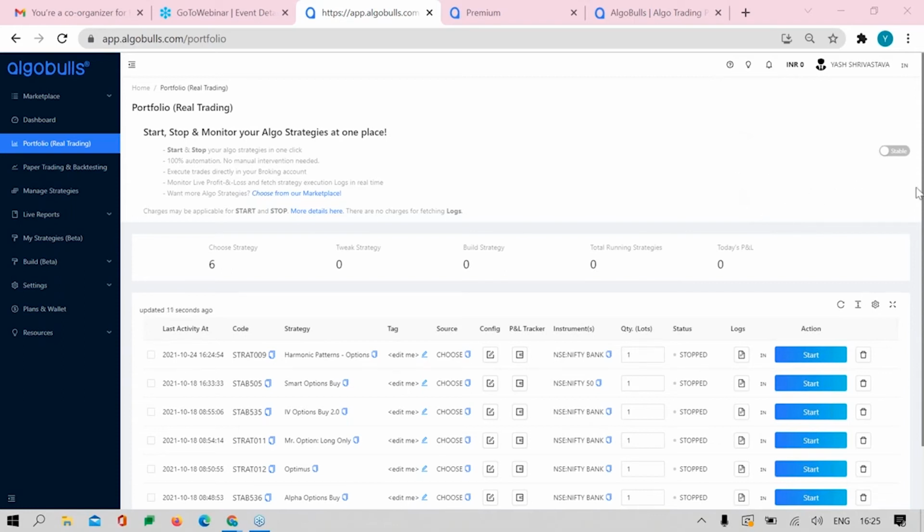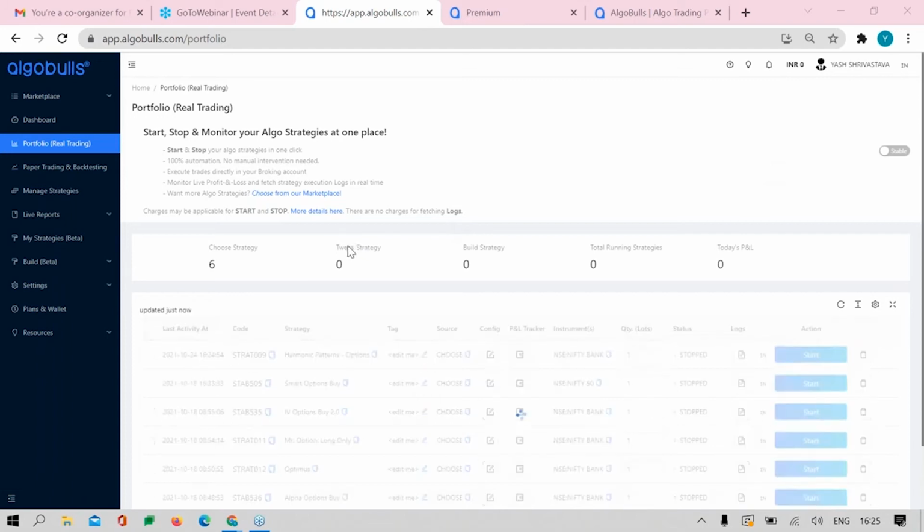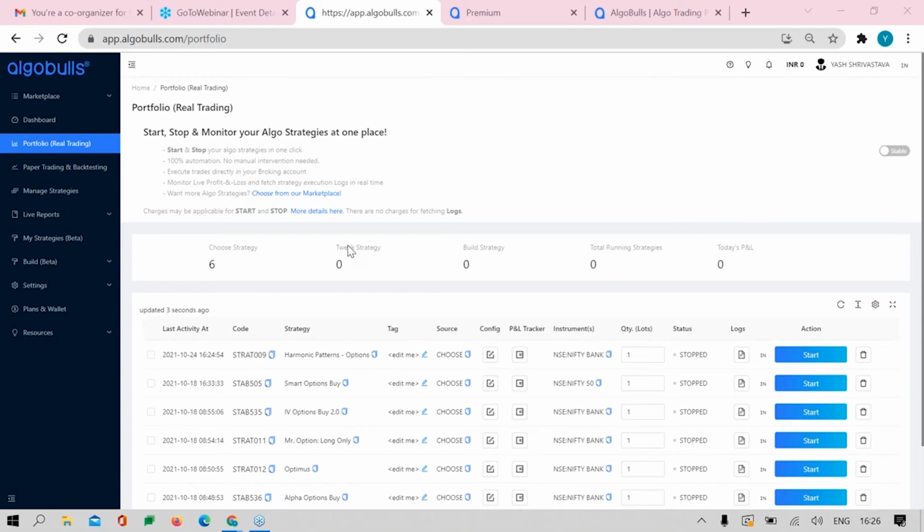Yes, it is operable on mobile too. You can install our applications directly from the Play Store. Search for AlgoBulls, and you will find the AlgoBulls application, where you can download it and start placing orders or linking your account, etc.